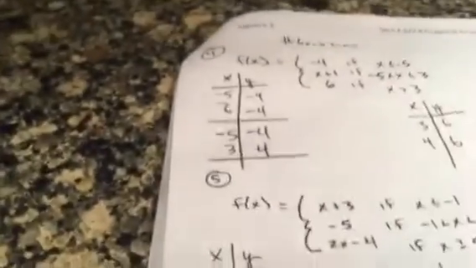Now that middle part is y equals x plus 1. I'm going to use the boundary points of -5 and 3.